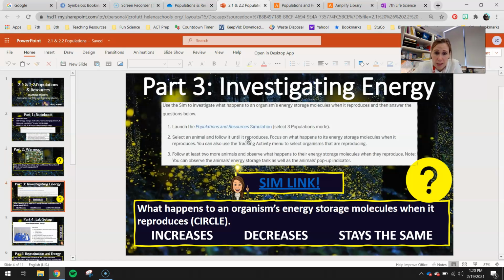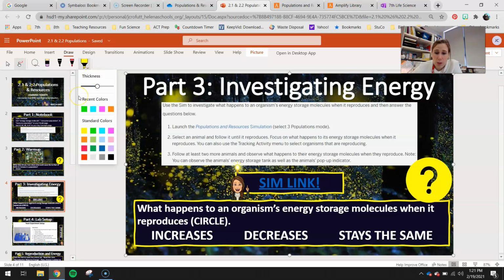Note you can observe the animal's energy storage tank as well as the animal's pop-up indicator. So you guys will be able to see both of those. Okay. And then after watching a couple of these organisms do that, you guys will use your draw tool up here to circle either increase, decrease, or stay the same when the question asks you what happens to an organism's energy storage when it reproduces.